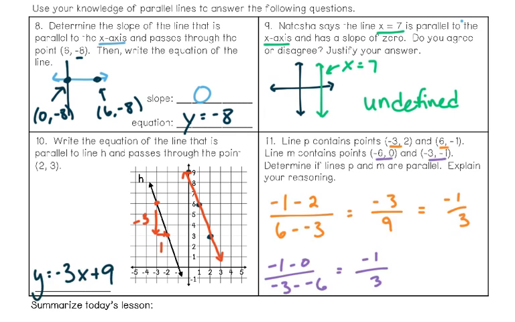For number 11, I want to use the slope formula for each of these lines. I plug in the points that I'm given. I got a slope of -1/3 for the first line, line P, and then for line M, I got a slope of -1/3. Since they are the same, yes, these lines are parallel.